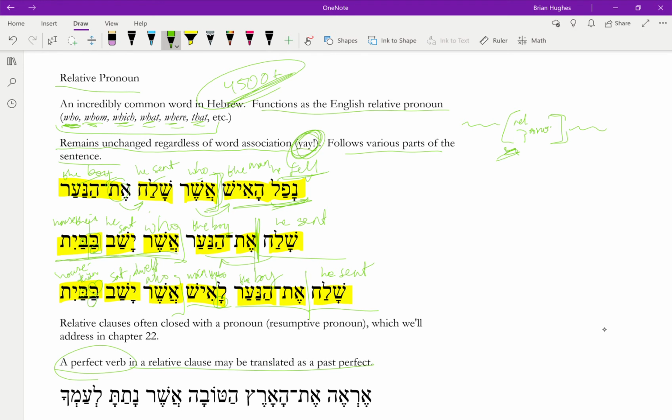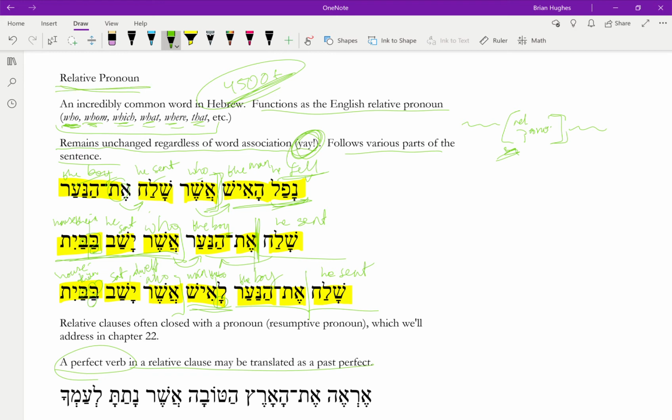So he sent the boy, I'm going to pause, the boy who sat in the house. That boy, great. So now that's modifying our understanding of the direct object. In this third example, it's modifying our indirect object. He sent the boy to the man, pause, give a little bit more information, to the man who dwelled in the house. Or dwelt, I guess would be better.